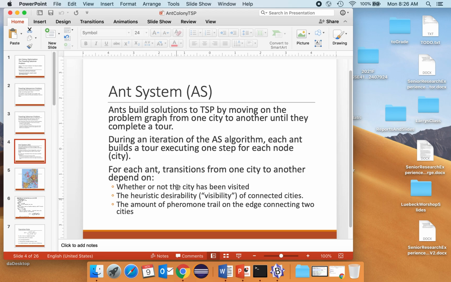So again, if the city has been visited, it's out. But if we have choices, we're going to look at how far away the city is. Again, we take the inverse. And then what's the strength of the pheromone trail on the edge.